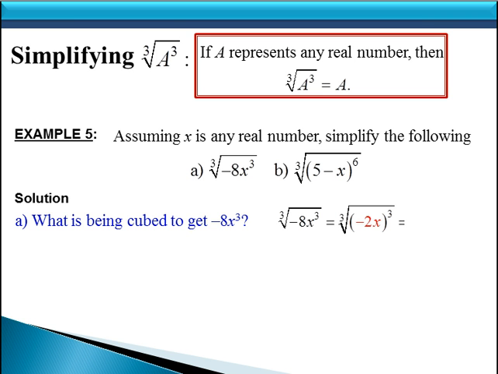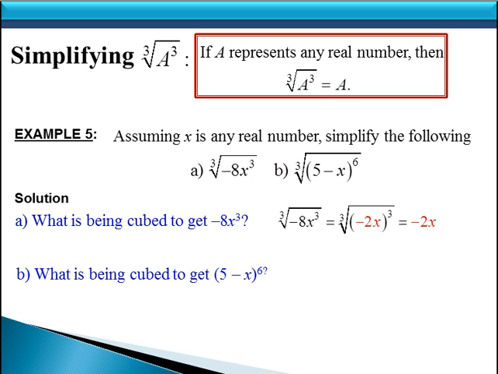So the expression that we need here is negative 2x. That's the expression that would have to be cubed to get negative 8x cubed. So that is our a. So what does this simplify to? It simplifies to the a, which in this case is negative 2x.